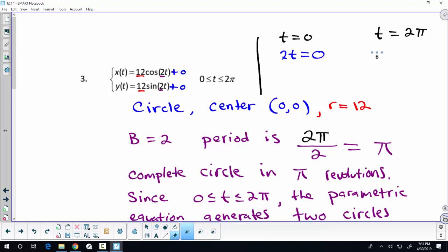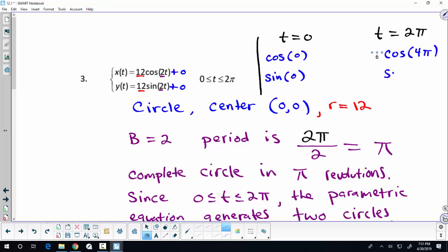And when t equals 2 pi, we'll have cosine of 4 pi and sine of 4 pi. So what we're going to do is look at the arguments when t is 0 and t is 2 pi. And then we see that that ranges from a cosine value of 0 to a cosine value of 4 pi. Is that helpful to see that there's actually 2 circles there? So that's another way you can think about it.